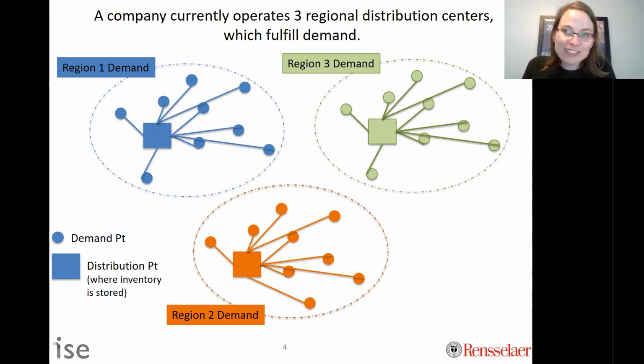And so to give you some orientation of this graphic, first, the dots are demand points and the squares are distribution centers, or DCs. And so in this example, we have 3 separate distribution centers. The first, the blue one, fulfills demand for all the blue dots. The orange one fulfills all the demand for the orange dots, and the green distribution center fulfills the demand for all the green dots. And so what we're interested in here is thinking about our inventory and how much we have in this network.